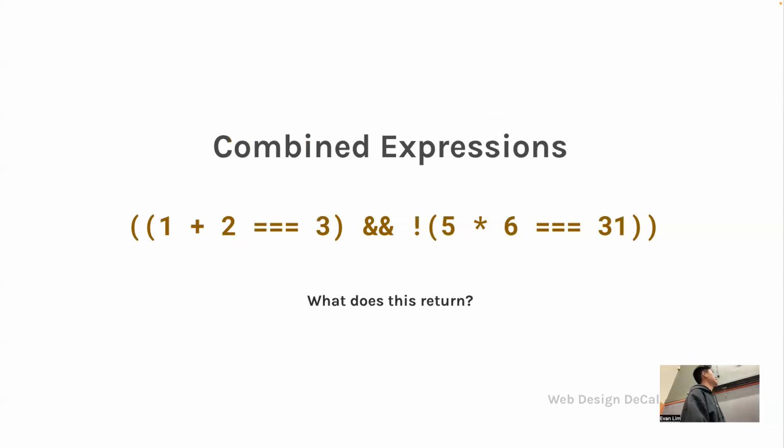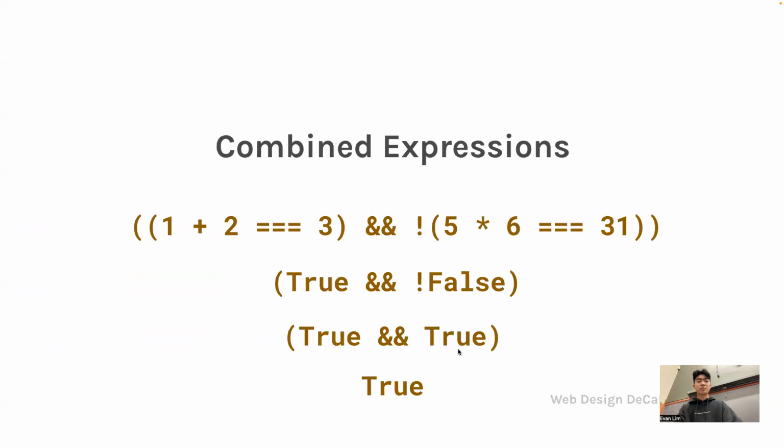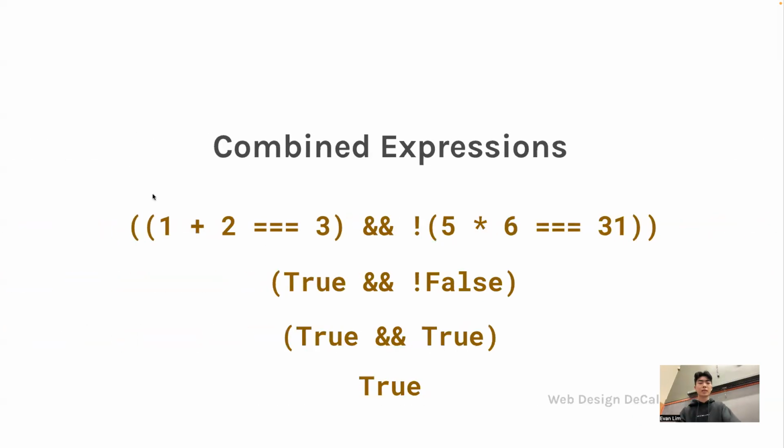So let's take a look at this. Parentheses separate just as they would in math, and you can have as many parentheses as you want. It doesn't really change the value. Let's try to break this down. So 1 plus 1 plus 2 equals 3. This one should be true, right? 5 times 6 equals 31. That one should be false. Okay. So now let's simplify in these small, compartmentalized steps. We have true and not false. So not false should just flip and turn into true. Now we have true and true. This together just returns true. So that's how we might evaluate a complex expression like this.